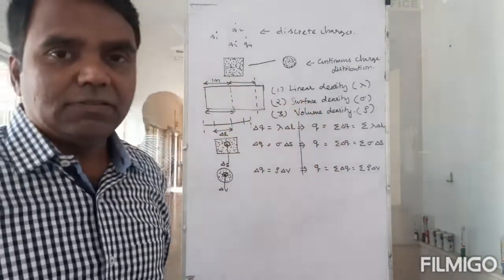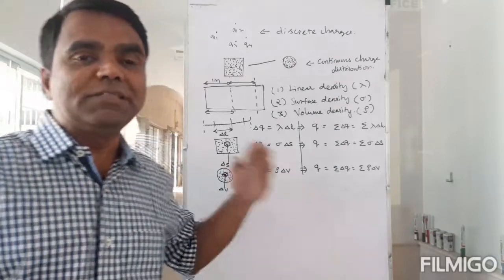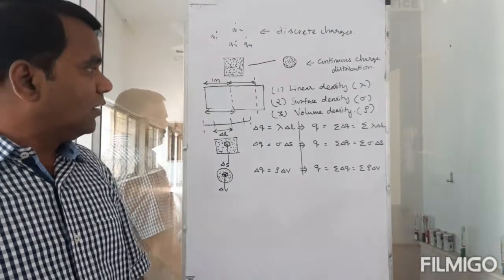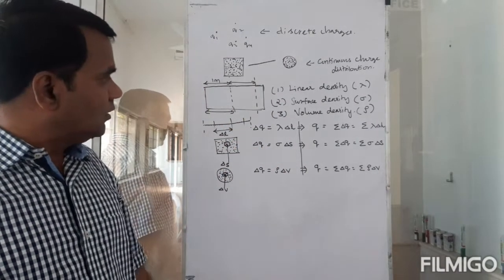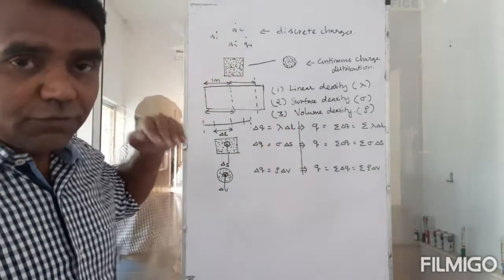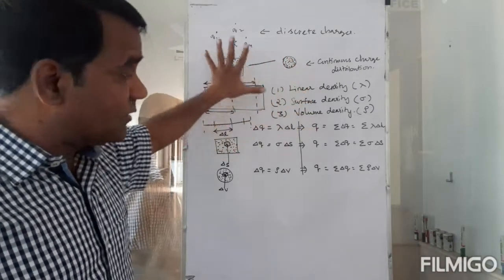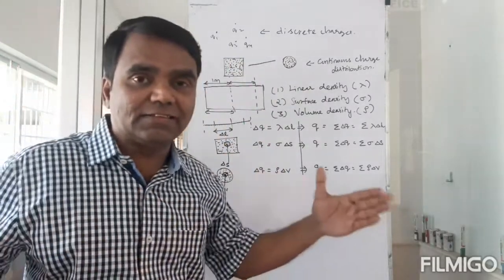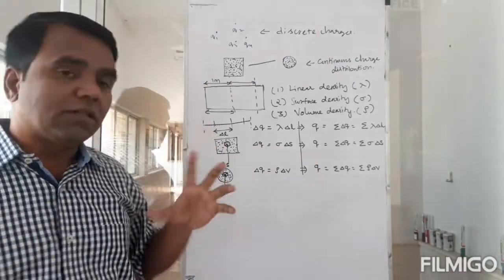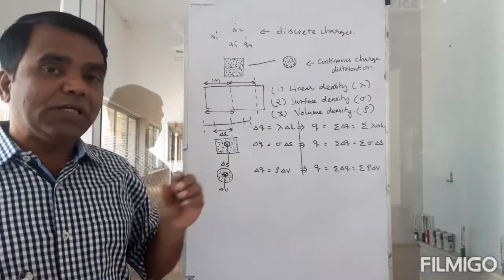So this is the idea that we would be using down the line. We may not be using this idea immediately, but this is what I want you to keep in mind. We have moved from discrete charges to continuous charge distribution. And in continuous charge distribution, we have three types. One is the linear charge distribution, and then the areal or the surface charge distribution, and also the volume charge distribution.